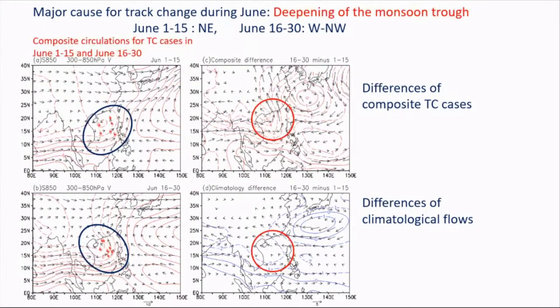So we compute the difference between the composite pattern of late June and early June. We can see from early June to late June, the difference is a very strong cyclonic circulation over the South China Sea. So this means the deepening of the monsoon trough over here. We also compare the climatological flow pattern between late June and early June, and we also can see a cyclonic circulation pattern over the South China Sea. So this is related to the deepening of the monsoon trough. From this analysis, we can conclude that the deepening of the monsoon trough is a major cause for the track change from northeastward in early June to west-northwestward in late June.